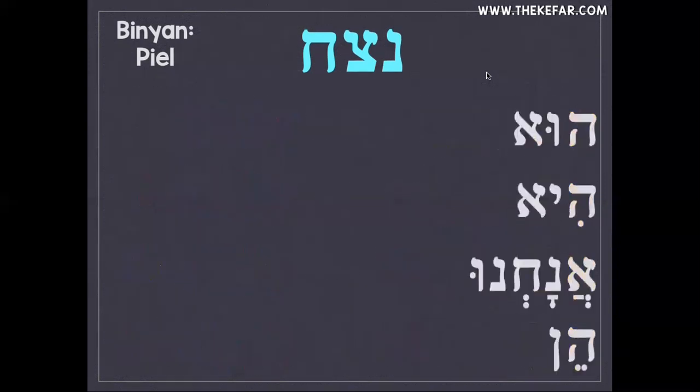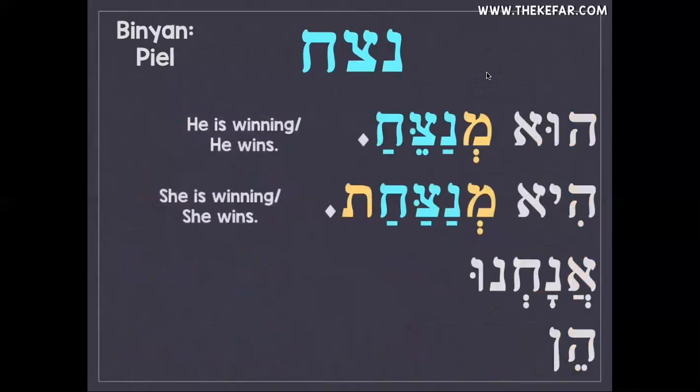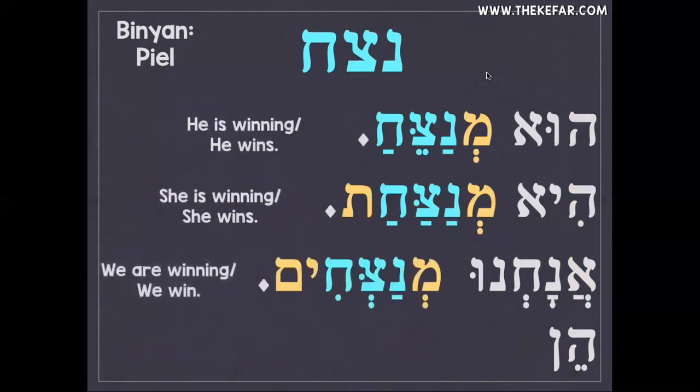So for instance, he wins or he is winning, hu menatzeach. She wins or she is winning, hi menatzachat. We are winning, anachnu menatzchim. Okay, menatzchim is masculine plural.